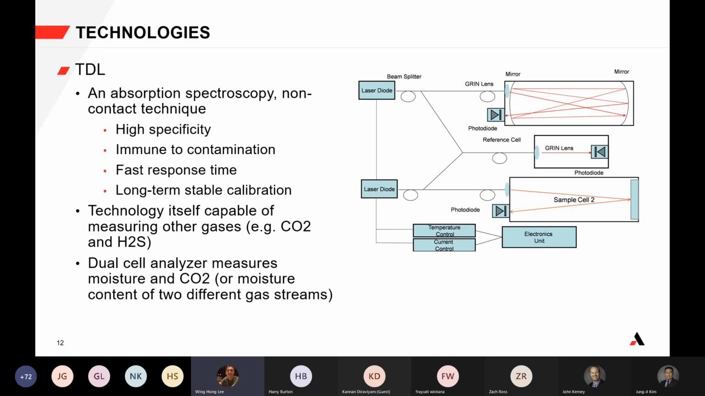A dual cell, dual laser analyzer provides measurement of more than one gas type using one analyzer. In natural gas applications, a dual application we have seen more often is a combined moisture and CO2 measurement. The dual can also be configured to measure moisture content of two different gas streams. Next.